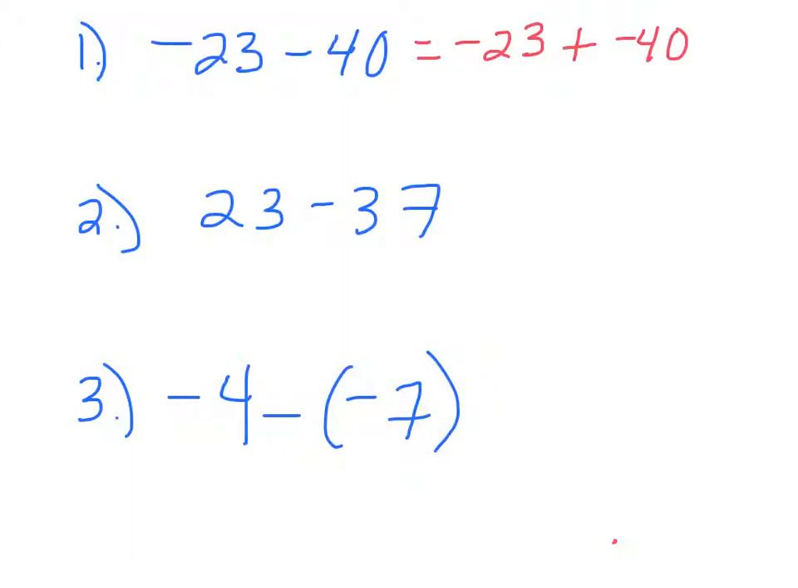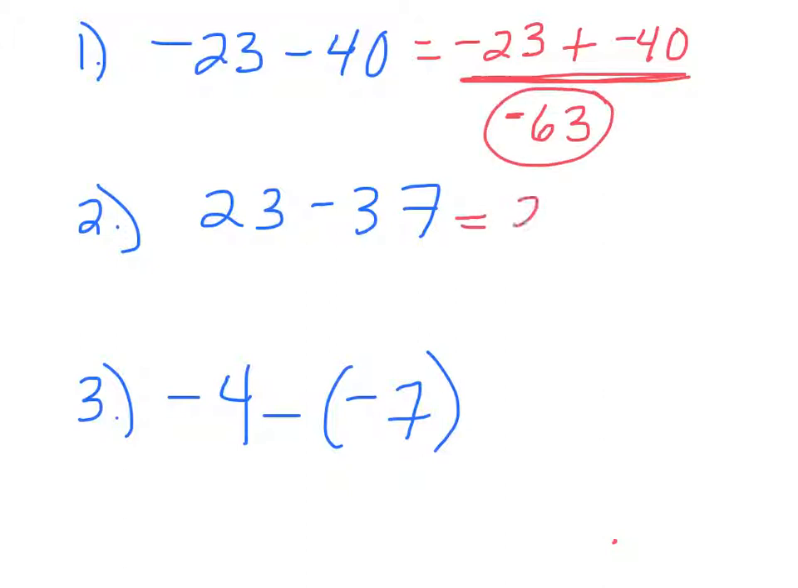Alright, this problem is now adding two negative numbers. When I have two numbers that are negative that are added, you just add them together. So 23 and 40 is a 63. Because both of my original numbers are negative, my answer has to be negative.